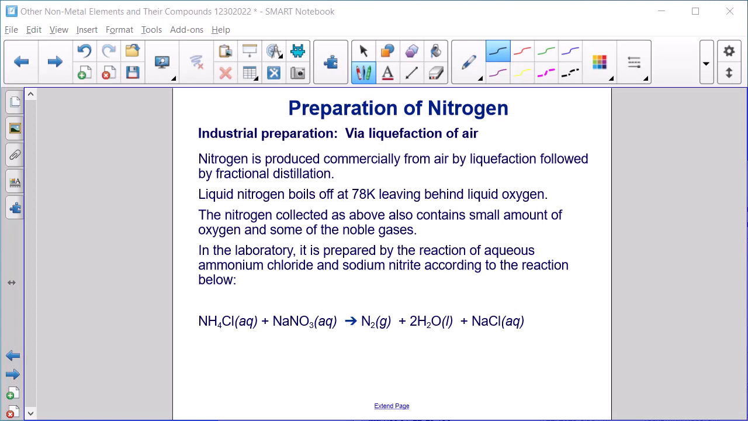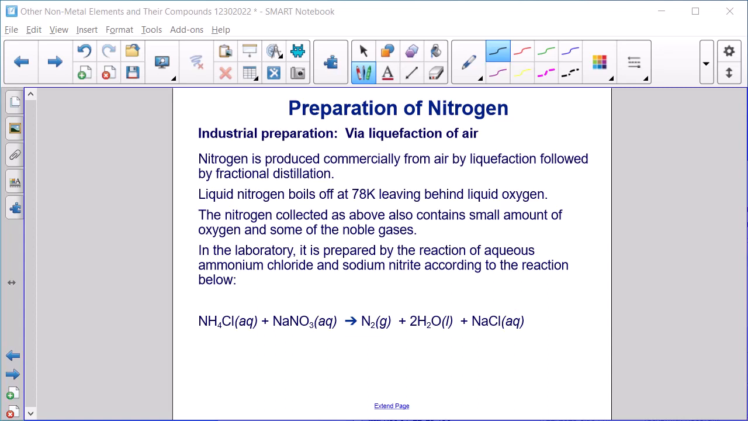Preparation of nitrogen. Industrial preparation via liquefaction of air. Nitrogen is produced commercially from air by liquefaction, followed by fractional distillation. Liquid nitrogen boils off at 78 Kelvin, leaving behind liquid oxygen. The nitrogen collected as above also contains small amounts of oxygen and some of the noble gases.